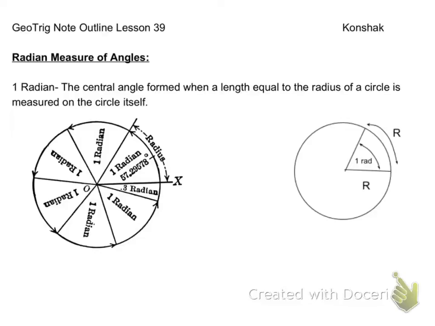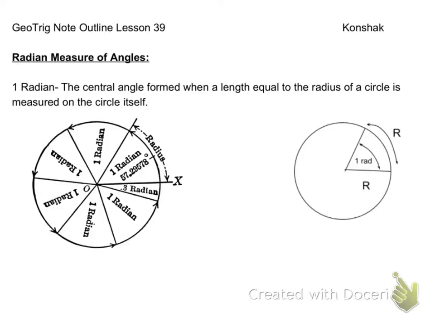Geotrig, lesson 39, day 1. We're going to talk about radian measure of angles. Up till today, we've only dealt with degrees. Degrees are contrived. It's something that we sat down and said, hey, there's going to be 360 degrees in a full entire circle. So now, when I say 30 degrees, you know where 30 degrees is, which is 30 out of 360.